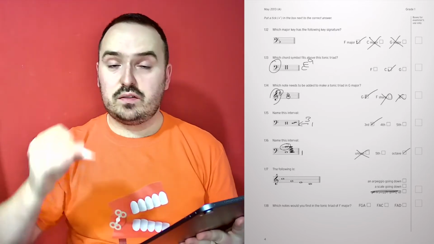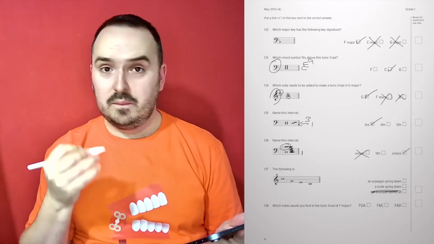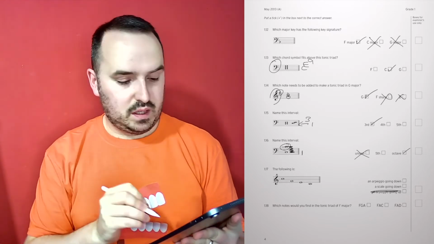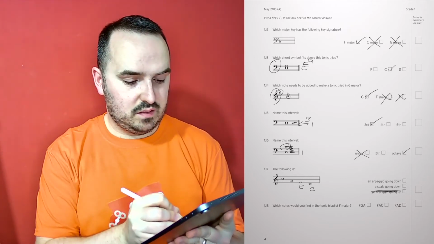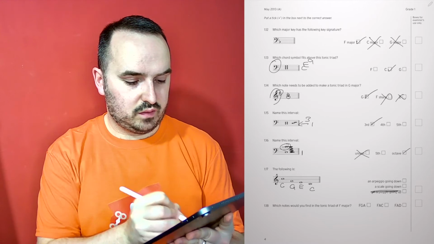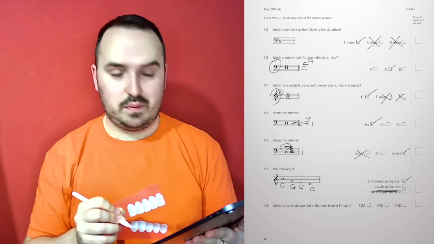An arpeggio is just using the 1st, 3rd, 5th and 8th notes of that scale, which to me looks like this is probably going to be... So what notes have we got? We've got a C, we've got an E, we've got a G, and we've got a C as well. So this is looking to me like an arpeggio going down.